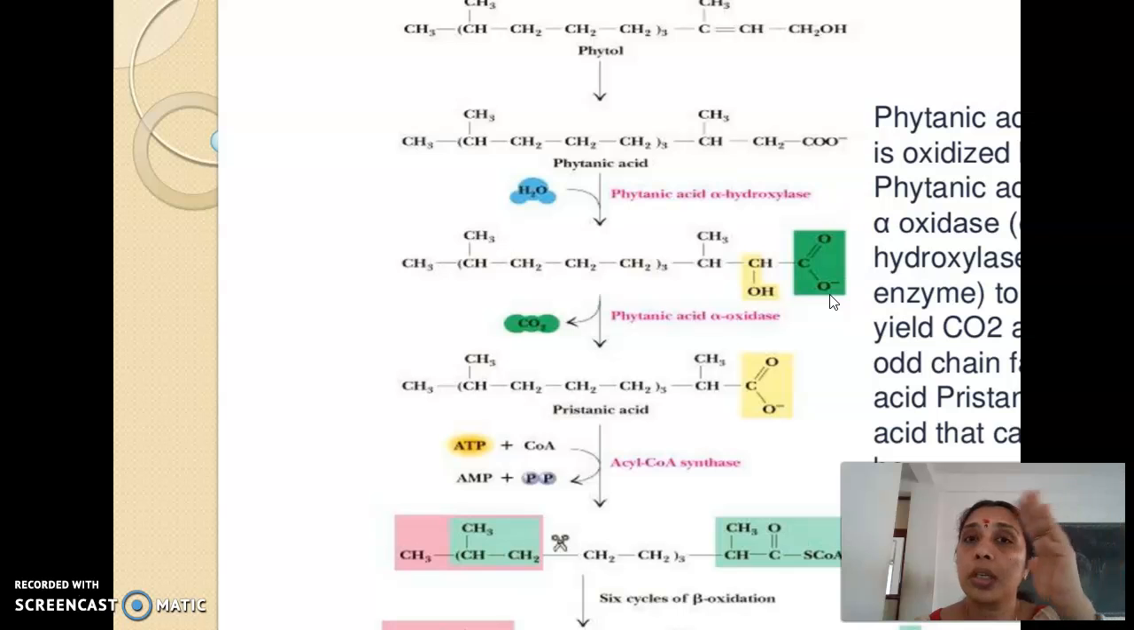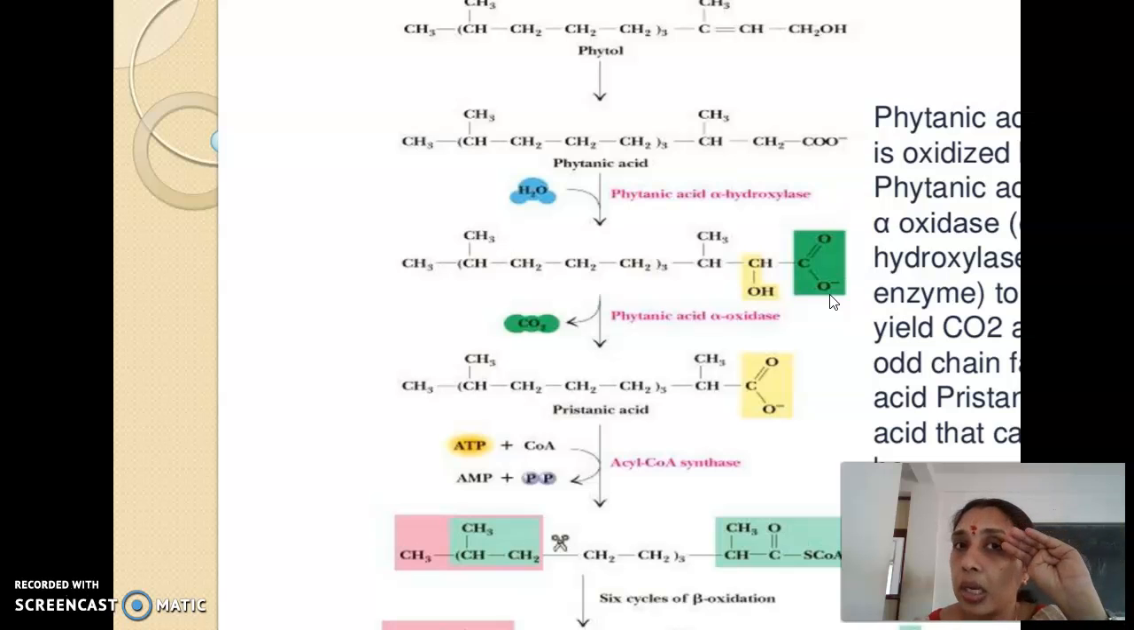Then we discussed what happens in the odd chain fatty acids. The reaction is the same, but the end product of the last cycle will be propionyl CoA rather than acetyl CoA, right? So that was the beta oxidation of odd chain fatty acids. Then we studied a slight modification of beta oxidation known as peroxisomal oxidation, which happens in the peroxisomes rather than the mitochondrial matrix, where we deal with the oxidation of very long chain fatty acids. The very long chain fatty acid is first reduced to octanoyl CoA, then the usual mitochondrial beta oxidation takes place, right?